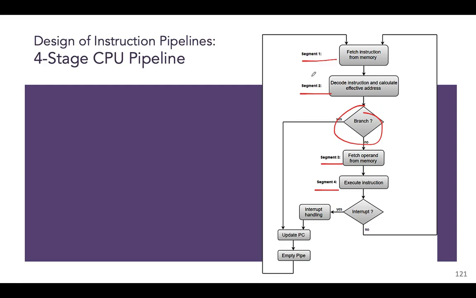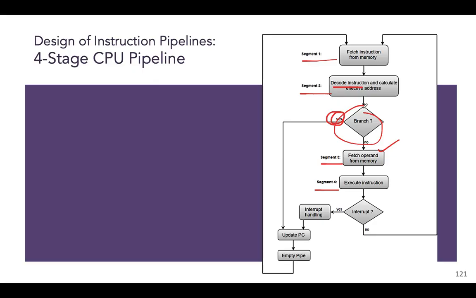So the next question after decoding the instruction, because once you decode the instruction, only then will you know what kind of instruction it is: is it a branch instruction? If it is not, then you move on to segment 3, which is simply to fetch the operands from memory. We're going to take a look at this part later.